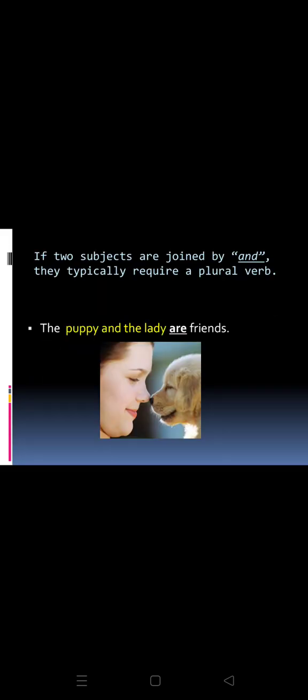If two subjects are joined by "and," they typically require a plural verb. The puppy and the lady are friends. Now see, in the previous slide we did something related to "and," when I said "butter and bread," but they were referring to one idea. So over there it was a singular verb. Here it is going to be different. It's going to take a plural verb.